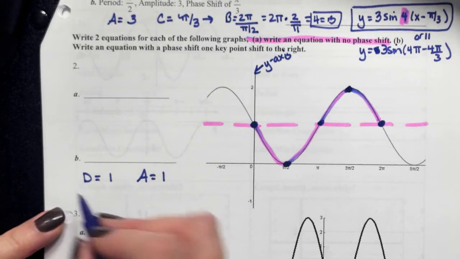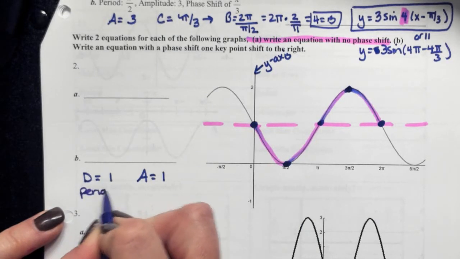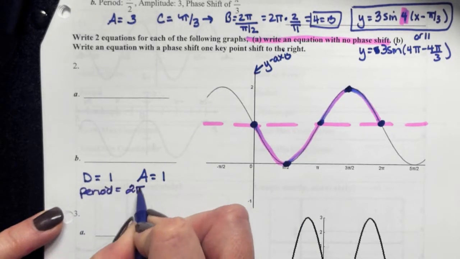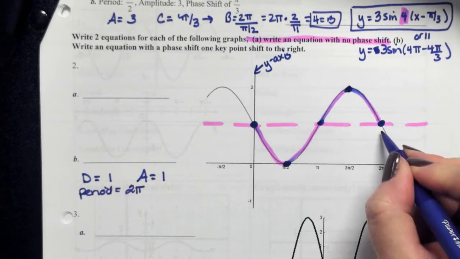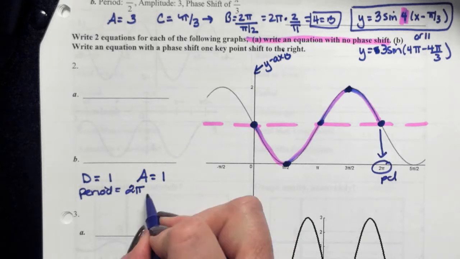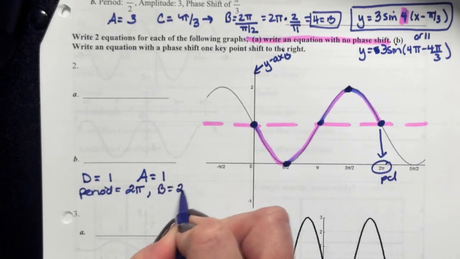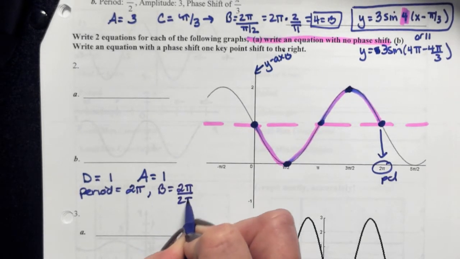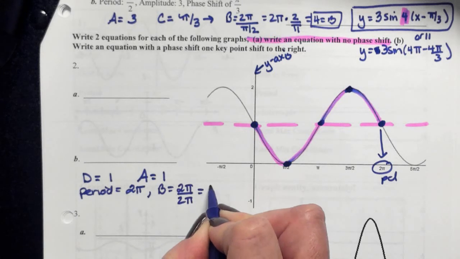So now, what's the period? 2 pi. How did I know my period is 2 pi? That's the x-coordinate of the 5th point. So there's your period. That's why it's critical to write that first equation with no phase shift. So if my period is 2 pi, remember b is found by taking 2 pi and dividing by my period. So what's my b value going to be? 1.